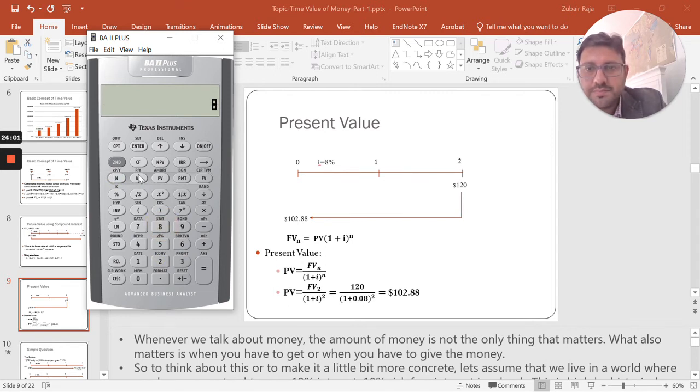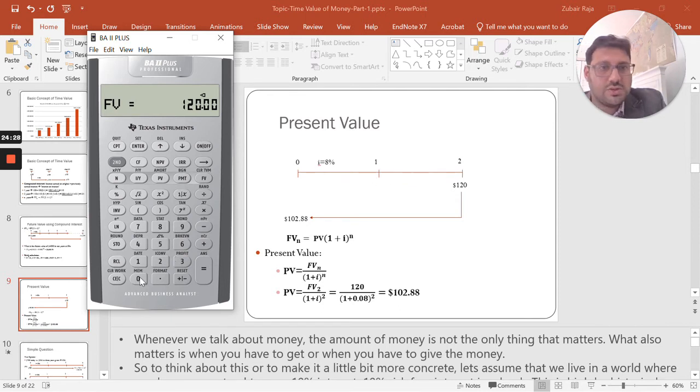What is the interest? 8%, right? What is the present value? Present value we have to find. We have to find what we need to invest today in order to get the future value of $120. So $120 we'll get. Symbolically, if we'll get, then we will be having plus over here, and that is a future value.